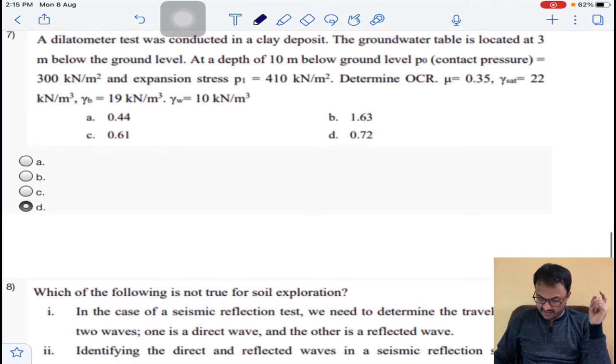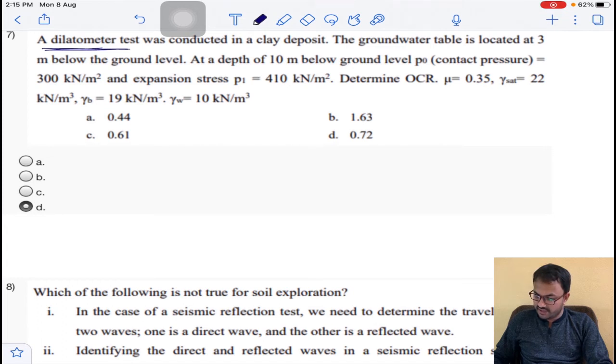And question number 7. It is a dilatometer test. Dilatancy correction. To calculate dilatancy correction, the dilatometer test we need to conduct. So a dilatometer test was conducted in a clay deposit. The groundwater table is located at 3 meters below the ground level, at a depth of 10 meters below ground level.